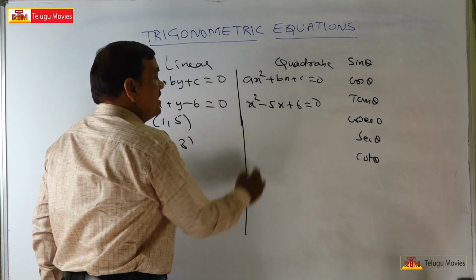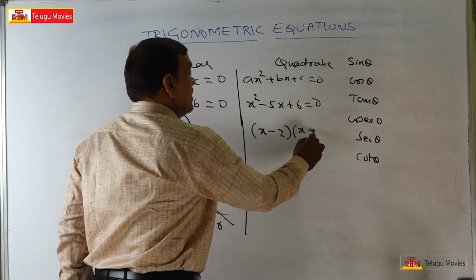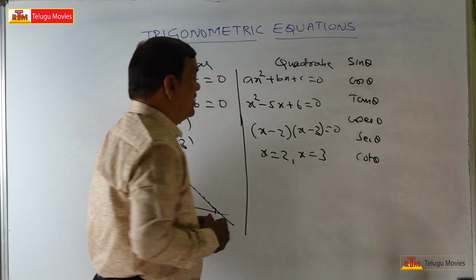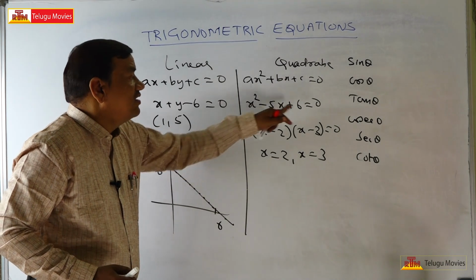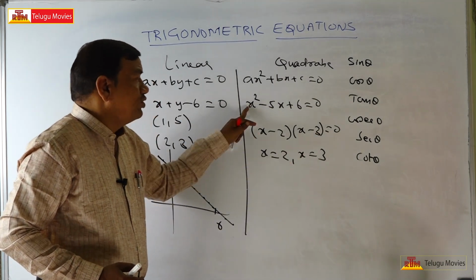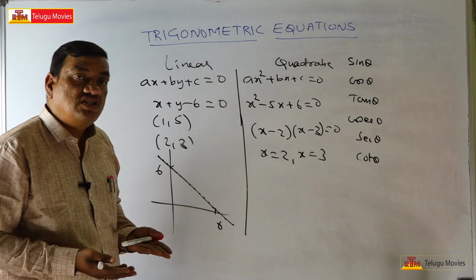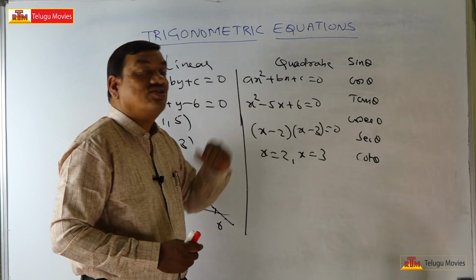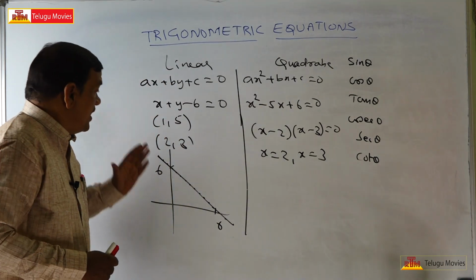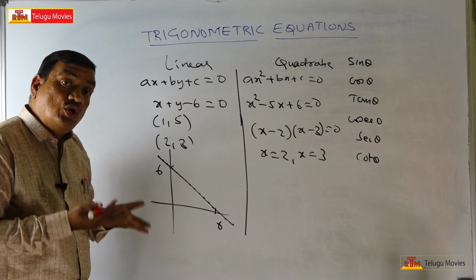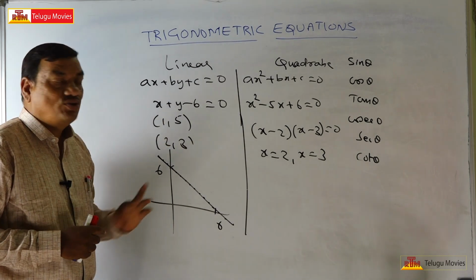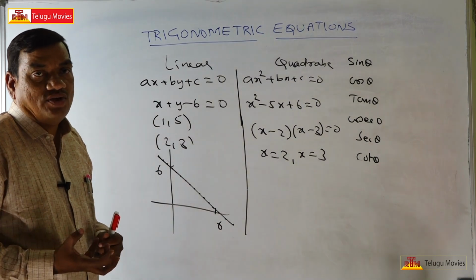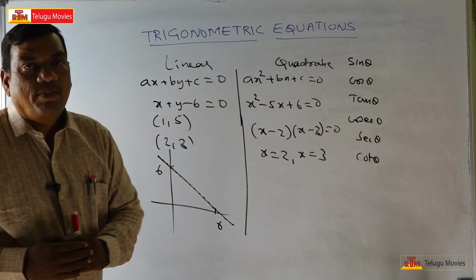For the quadratic equation, you have two solutions: x minus 2, x minus 3 is equal to 0, so x is equal to 2, x is equal to 3. That means if you substitute 2 here, the equation will be satisfied. If you substitute 3 for the variable x, the equation will be satisfied. Therefore, we call 2 and 3 the solutions of that quadratic equation. Here also 1 and 5 are solutions of the linear equation. Here x and y are variables. Variable means it takes any set of values from a given particular domain.